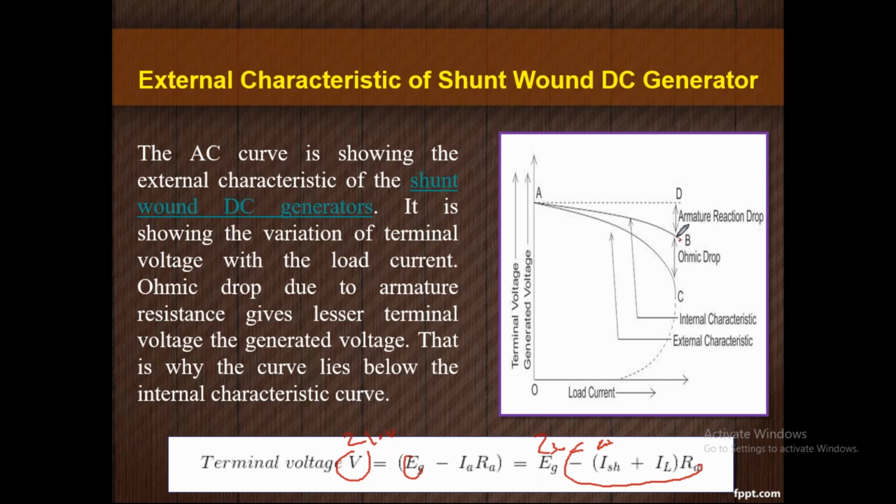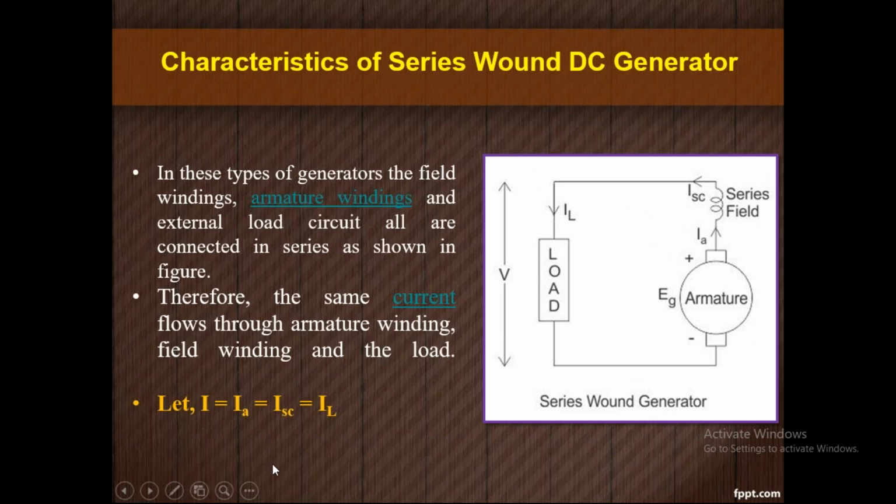Now when we talk about armature reaction characteristics, then there is an addition of ohmic drop, and the amount of external voltage should be reduced accordingly. These values can be obtained theoretically and practically. We can use this equation: terminal voltage V equals E minus IA RA.